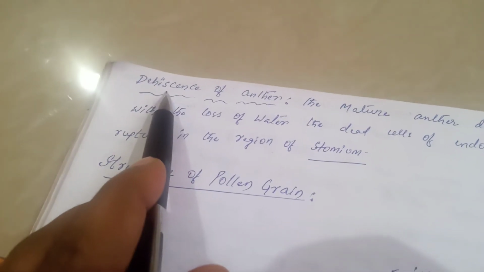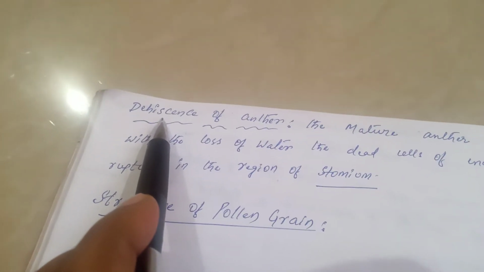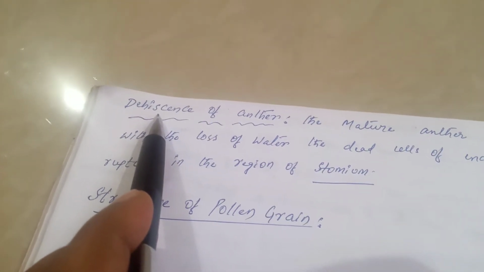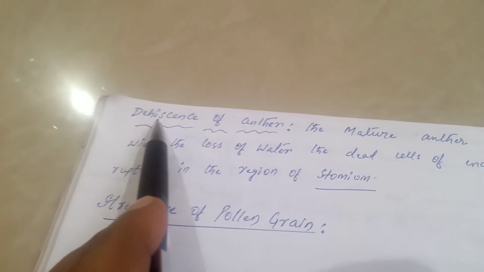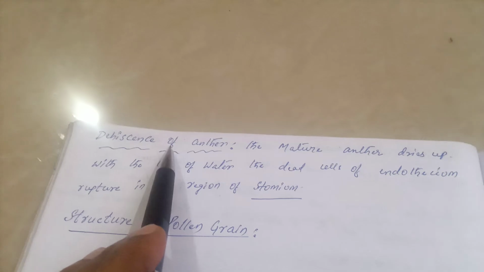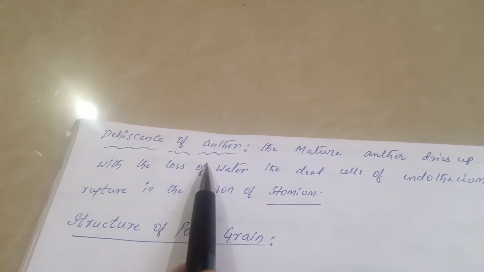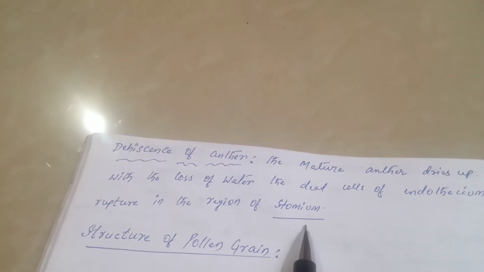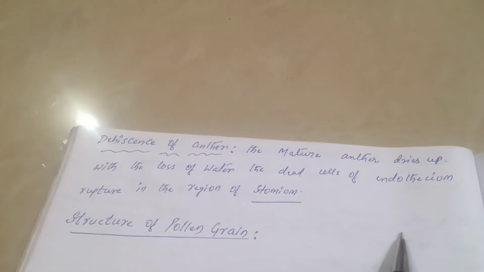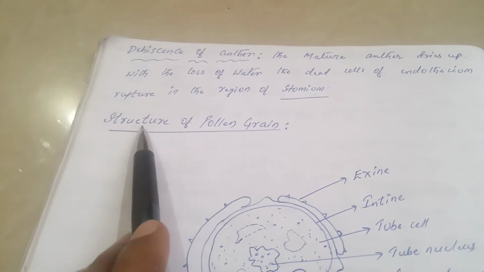So after the development of pollen grains, they should be liberated. So here I will write dehiscence of anther, which is also called splitting or bursting of anther. The matured anther dries up with the loss of water. The dead cells of endothecium rupture in the region of stomium, and after the rupturing or dehiscence, pollen grains are liberated outside.